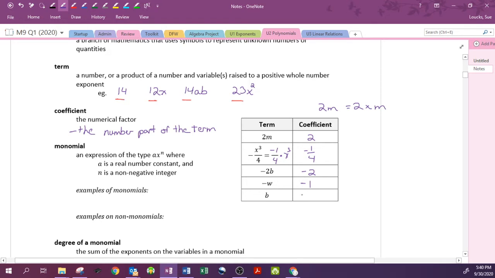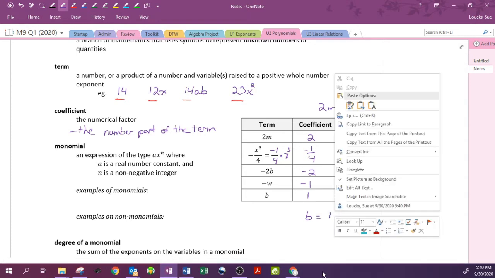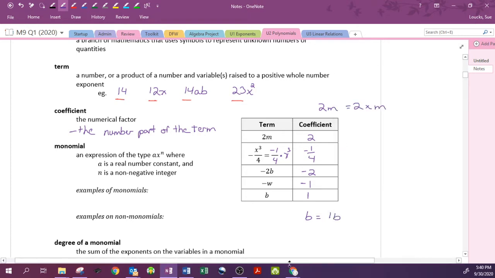And for this one, the coefficient is just 1. All right? We don't write it, but it's there. And b is the same thing as, it's not negative, b is the same thing as 1b. Okay? We just don't, mathematicians are lazy. We don't bother writing the 1 if we don't need to. But it is there. Okay?